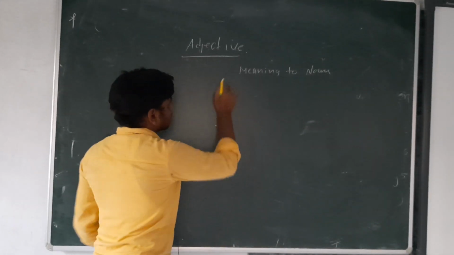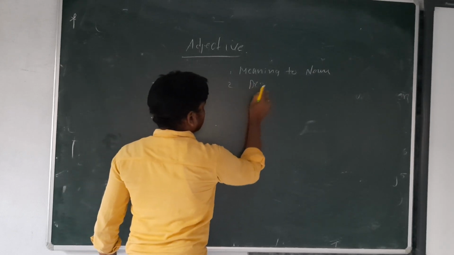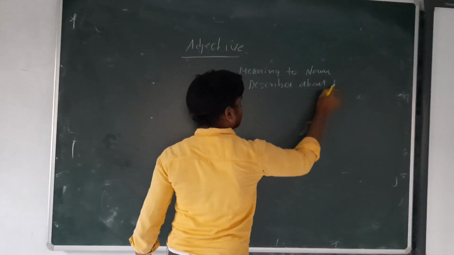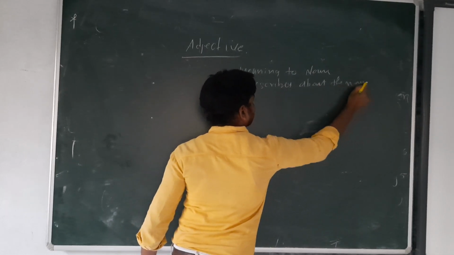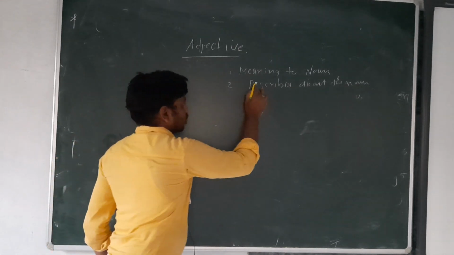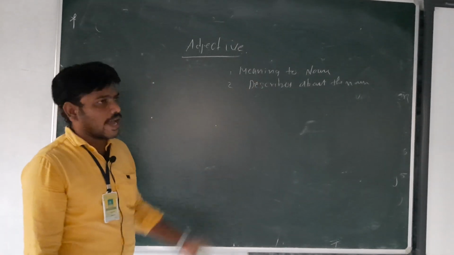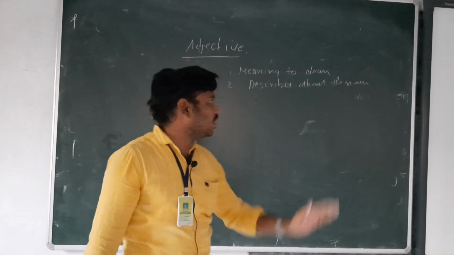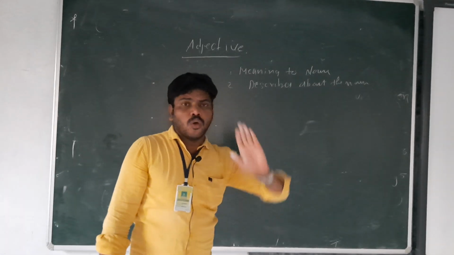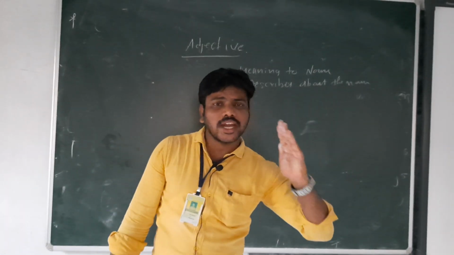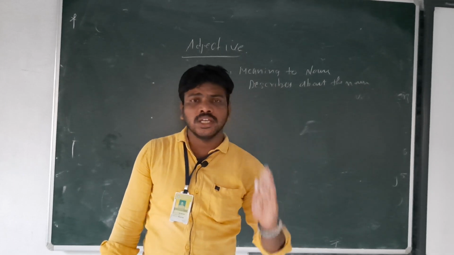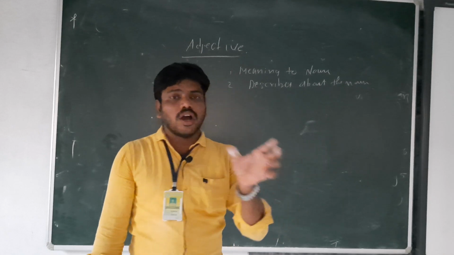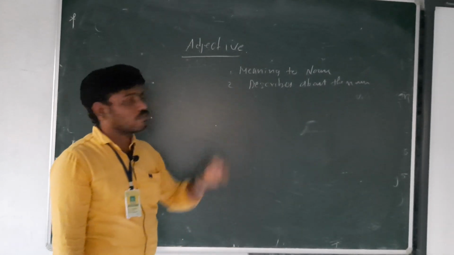Or second point, it describes the noun. This is called adjective. An adjective adds meaning to the noun and describes the noun. What kind of a noun it is, what kind of a person he is, what kind of a thing it is, what kind of an animal it is. It is all explained by adjective.